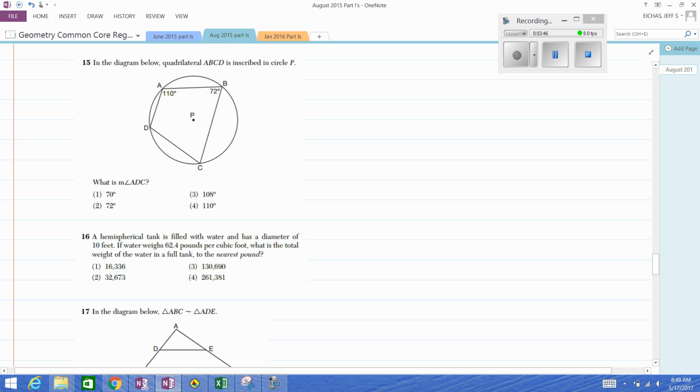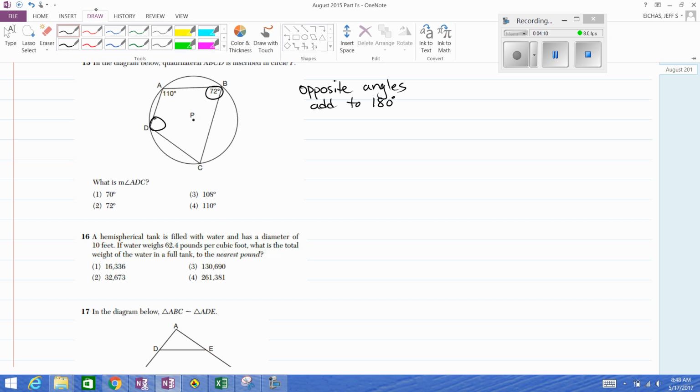Number 15. A couple ways to do this one. We've taught our students that opposite angles add to 180 when a quadrilateral is inscribed in a circle, and that's what we have here. So you could teach your students this: opposite angles add to 180.